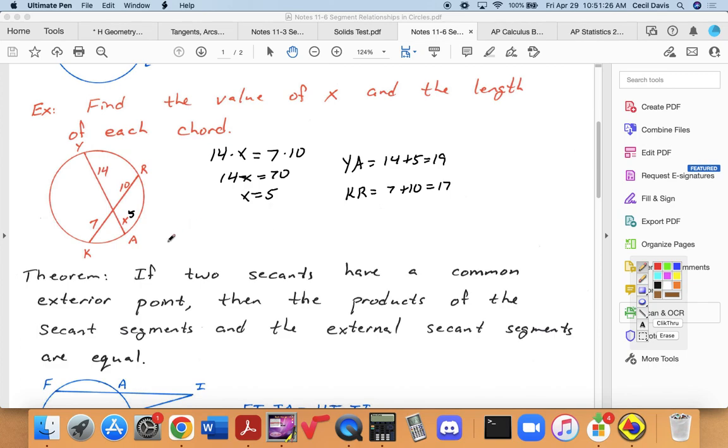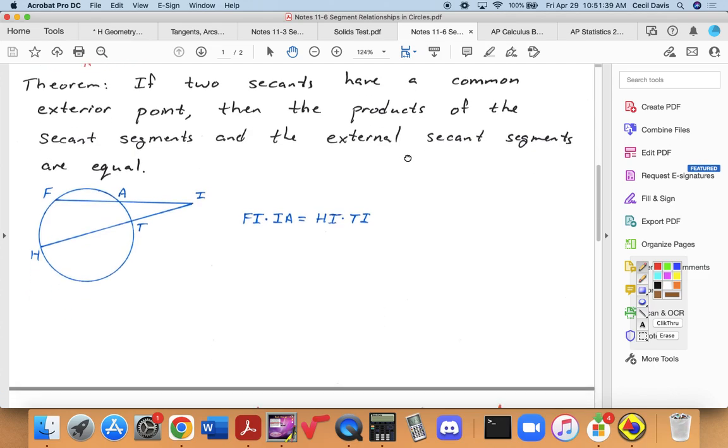Okay, so for chords that intersect in the interior of a circle, that's all there is to it. All right. Well, what if we have things that intersect in the exterior of the circle? So if you have two secants that have a common exterior point, then the product of the secant segment and the external secant segments are equal.